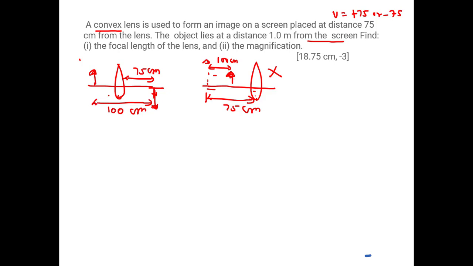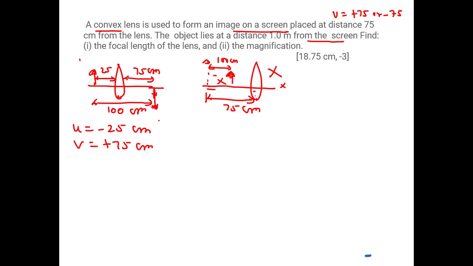The other way of looking at it is, we can eliminate this option also by saying that the image is formed on a screen, and on a screen only a real image is formed. This is a virtual image, so this is not possible. That's another way of eliminating this possibility. So the real image is formed at 75 centimeter from the lens. So what do we know now? Therefore, we know that this distance will be 25 centimeter. So now I can write down u is equal to minus 25 centimeter and v is equal to plus 75 centimeter. So I know u and v.